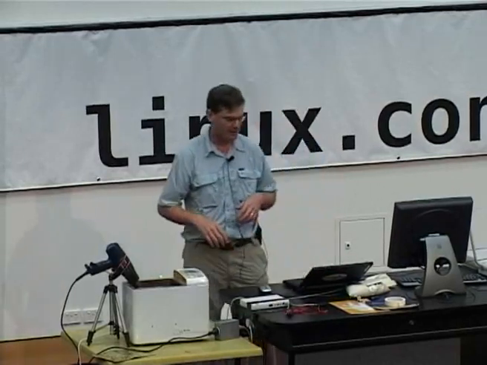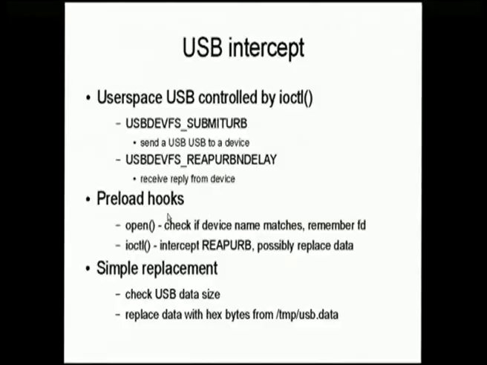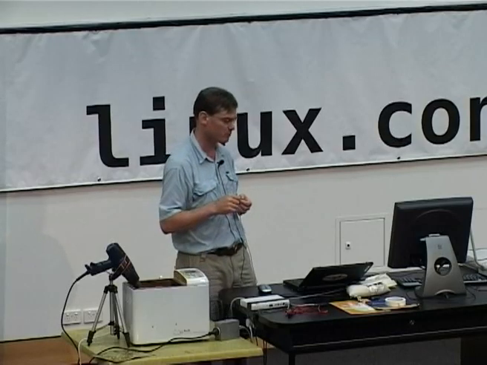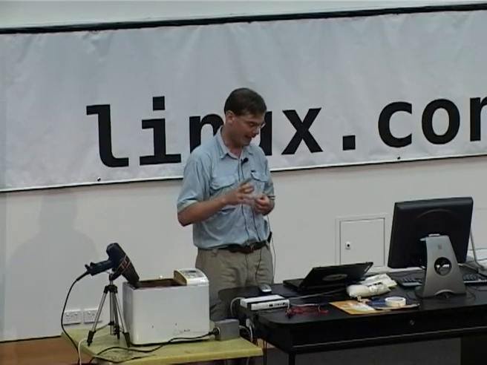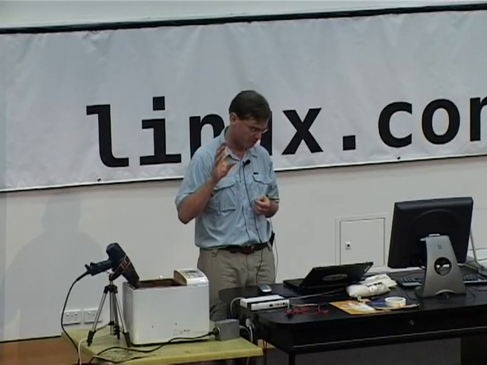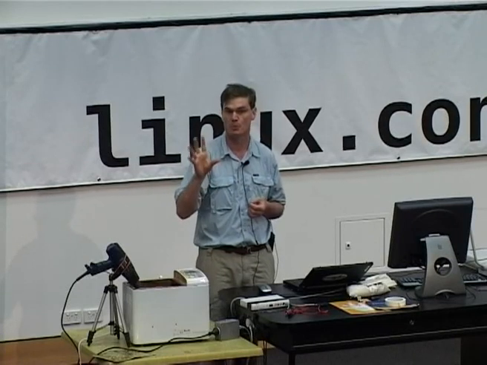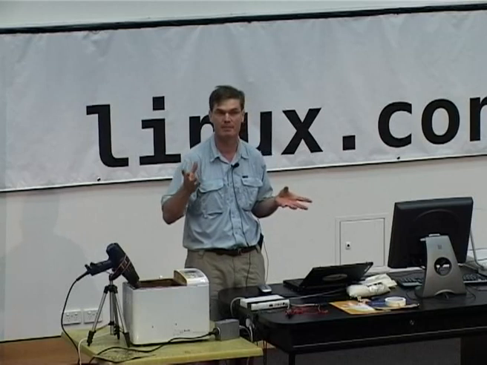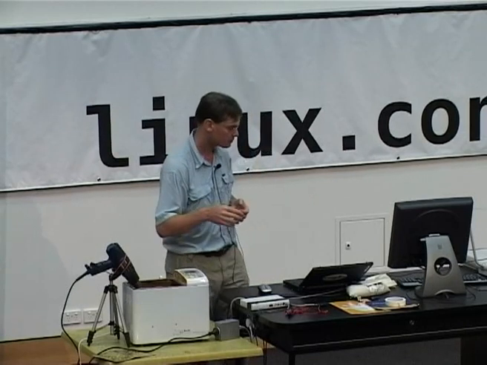VirtualBox controls the USB devices by opening the device with an open call. In fact, it uses open64. Then it calls IOCTLs, IO control functions. And it has two main IO controls it uses. One is called USBDEVFS_SUBMITURB, and the other is USBDEVFS_REAPURBNDELAY. They're the two primary ones. You can guess what it does. The NDELAY means don't wait, right?